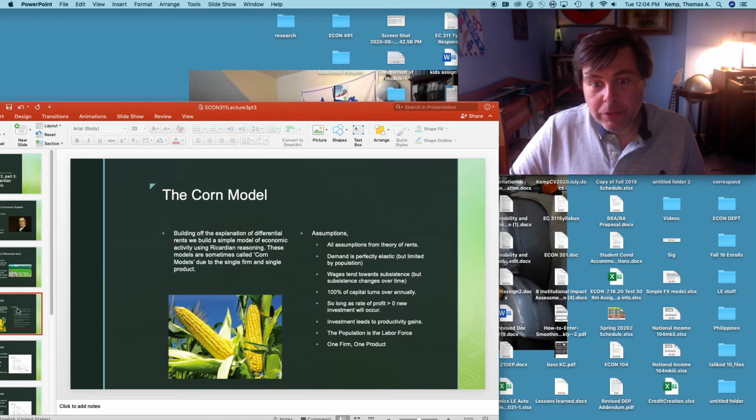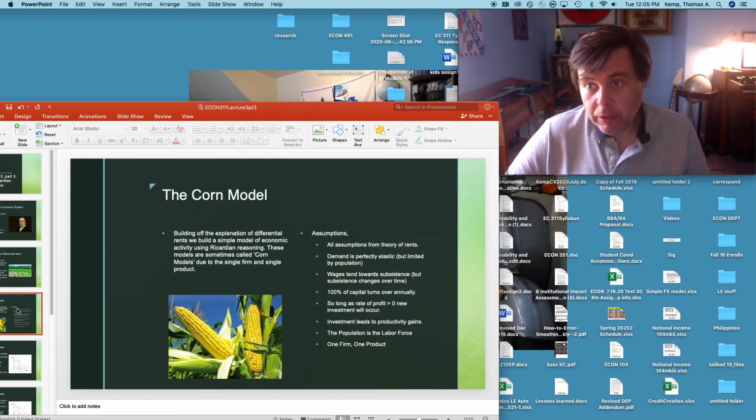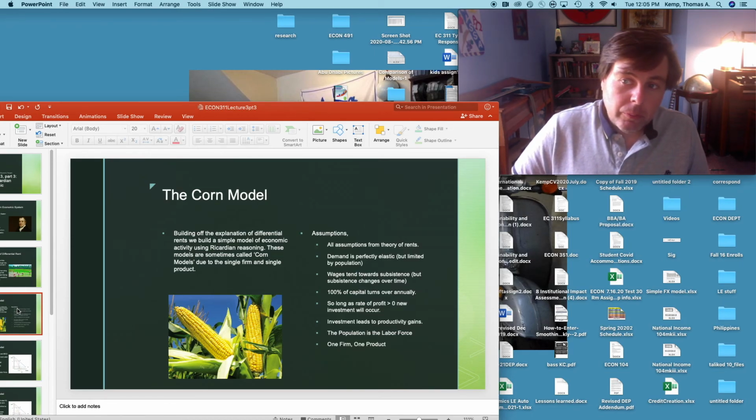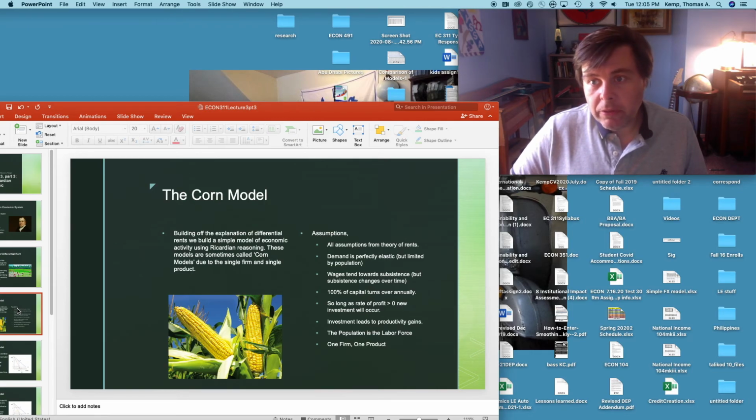Wages tend towards subsistence. So we'll talk a little bit more about that later on. But this follows from Malthus, and again, pretty normal in classical economics: the idea that wages can rise above subsistence for short periods of time, but that ultimately, whenever that was the case, people would have more kids and drive the wage rate back down to subsistence.